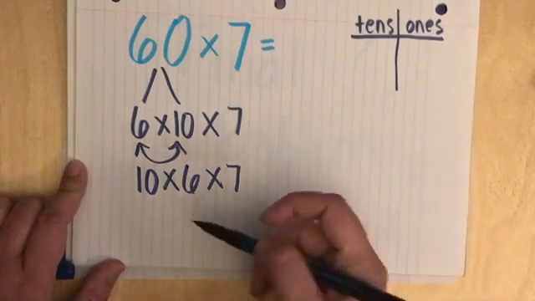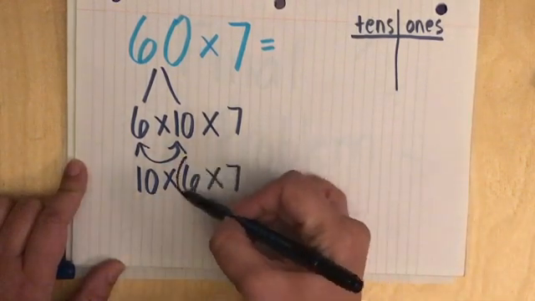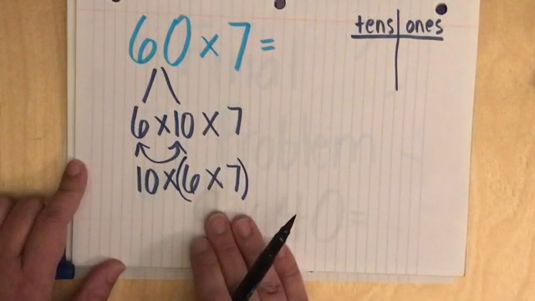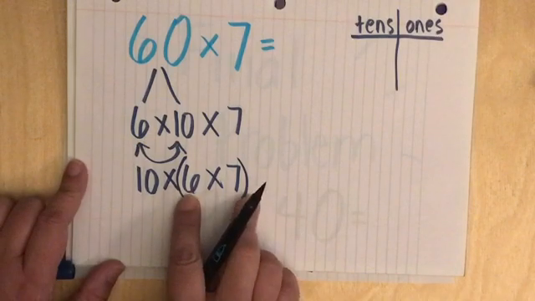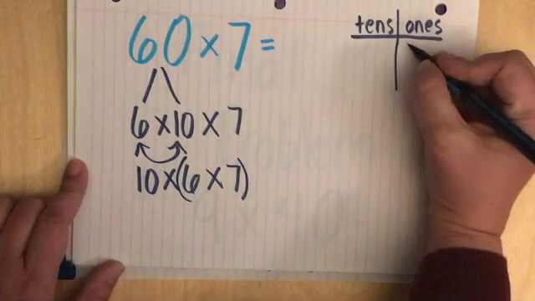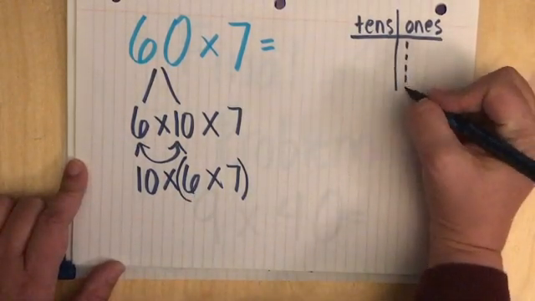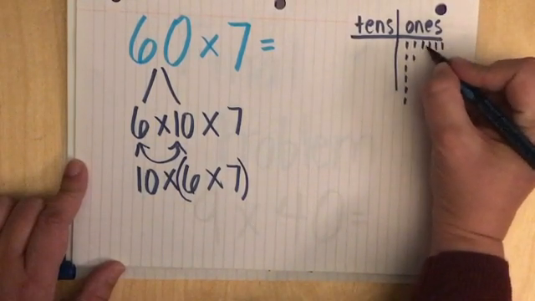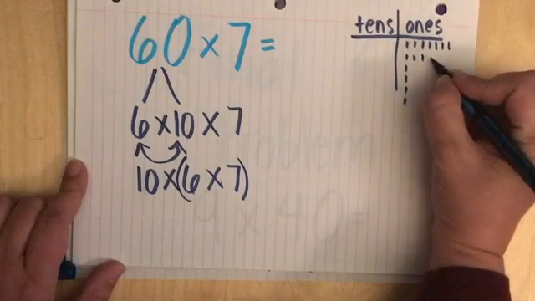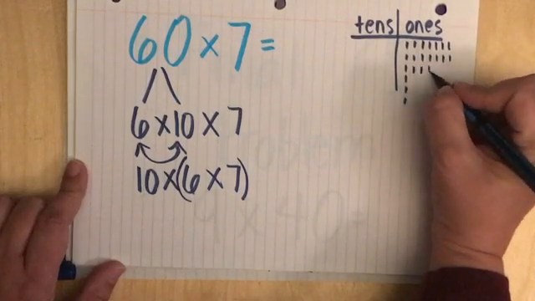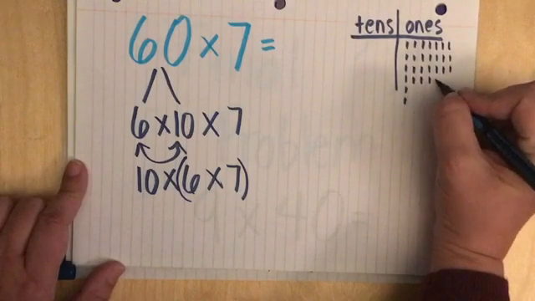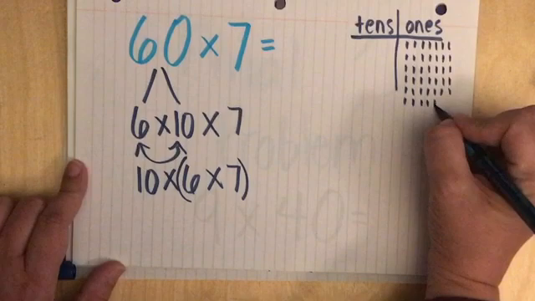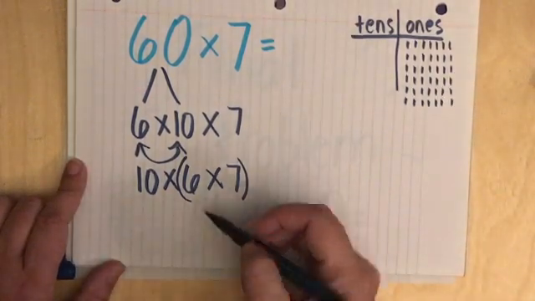All right, so now that we have our numbers rearranged, now I can multiply my 6 and my 7 together. So my parentheses are going in a different spot. Why do I put my parentheses there? To show my ones. So you should have done 6 rows of 7. And you should have gotten 42.